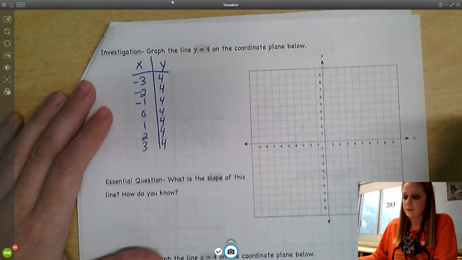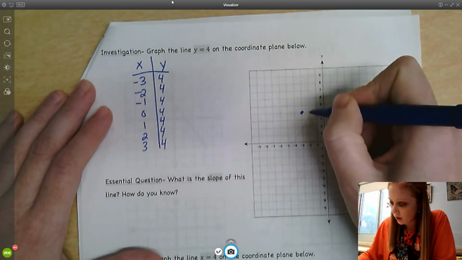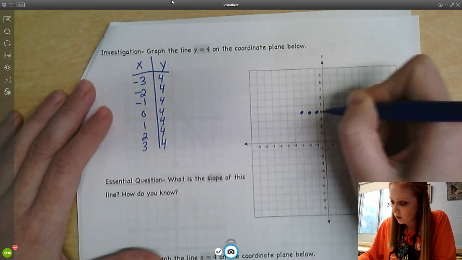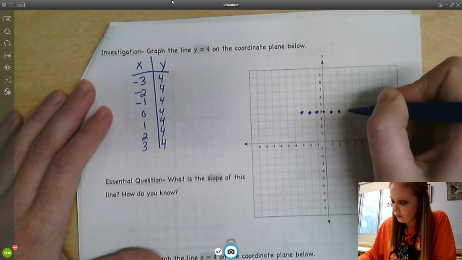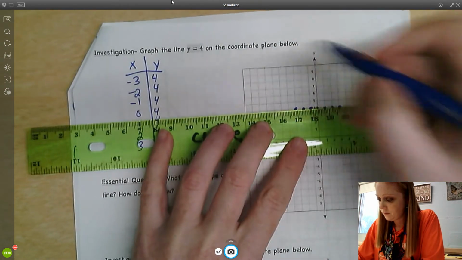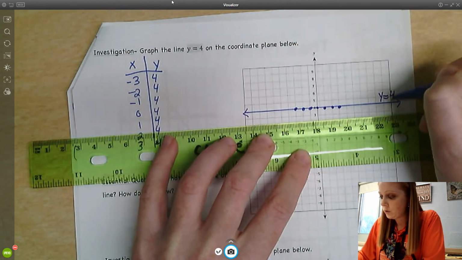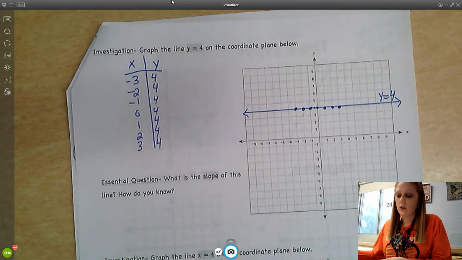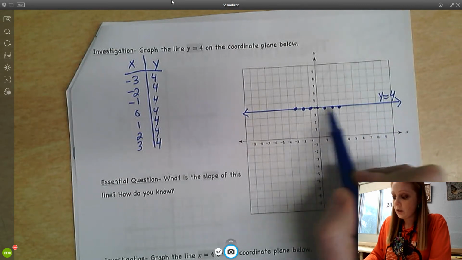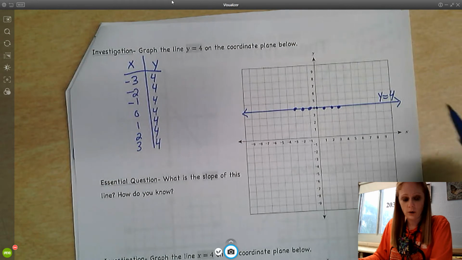So let's plot this. -3, 4, -2, 4, -1, 4, 0, 4, 1, 4, 2, 4, and 3, 4. Our line y equals 4 is a horizontal line where the y value is always going to be 4. So it goes through the point 0, 4. It goes through 4 on the y-axis, the line y equals 4.